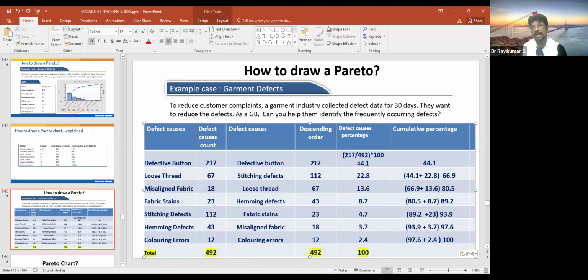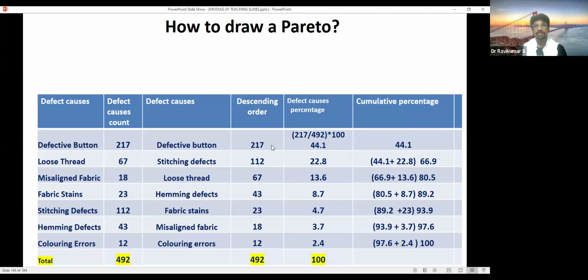And after that, you go ahead and calculate the percentage of every defect individually. So what is the total number of defects? It is 492. After adding up, we found it is 492. So we go ahead and divide 217 by 492. It comes to 44%. So out of 100, 44 percent of the defects are because of defective button. 44 percent of garments are rejected because of defective button.